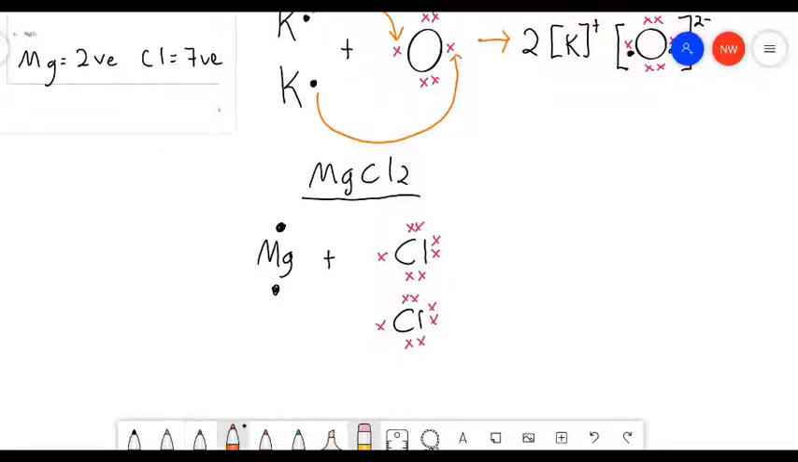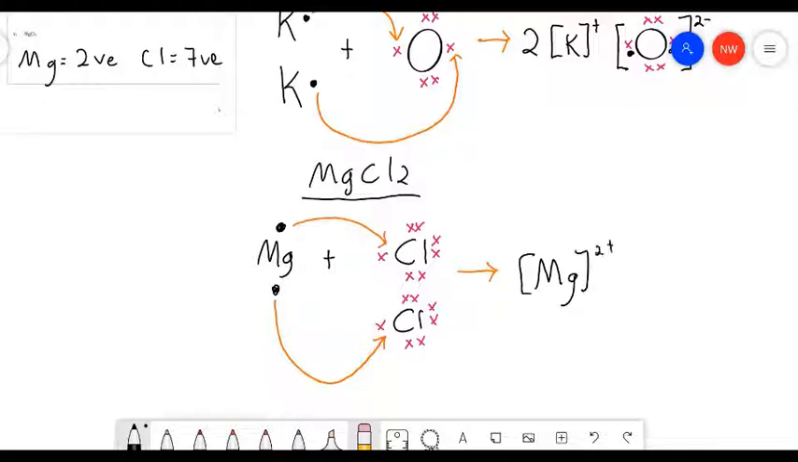So, magnesium akan donate electron kepada this chlorine untuk capai octet. Another electron donate kepada this chlorine untuk mencapai octet. So now magnesium lose 2 electrons, so it becomes magnesium 2 plus. Then we have chlorine atom, okay, 2 biji yang bercharge negatif. Okay, so that's all untuk show formation of ionic bond.